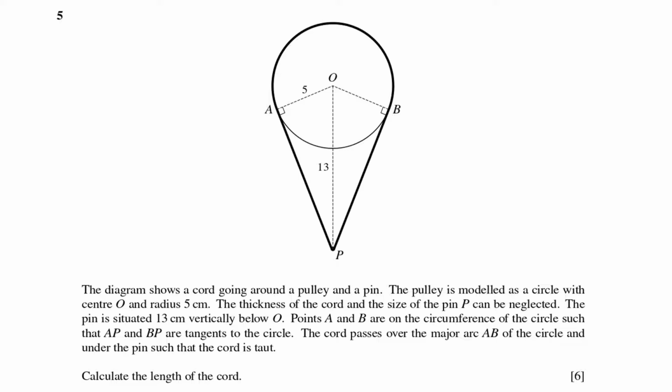Now I hope you have understood the question. Now to find the length of the cord, we will do that in parts. So we can start by looking for the length of the part AP, which is also similar to BP. So these are the two parts that we'll start with. And after we're done with those, then we can look for the length of this major arc. And we will now have the total length of the cord.